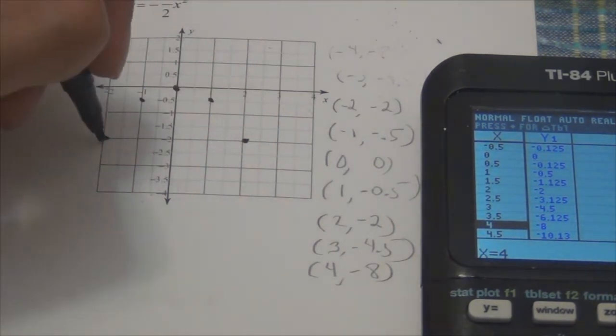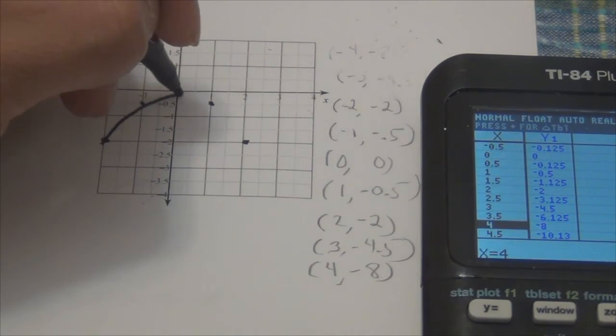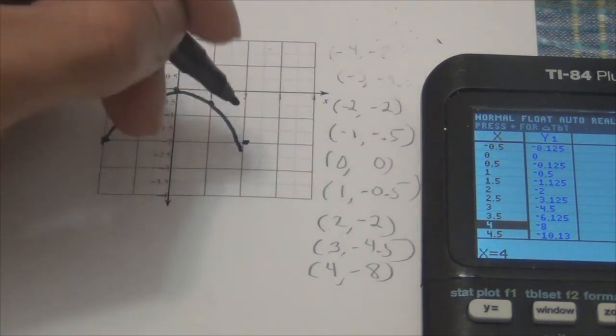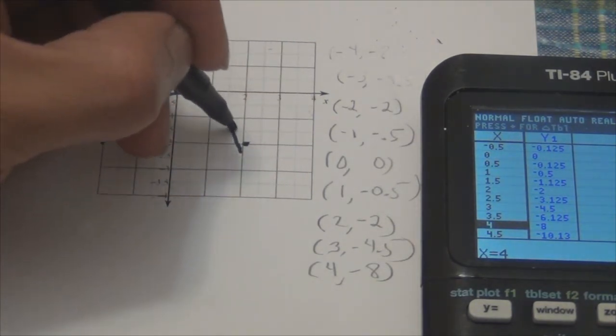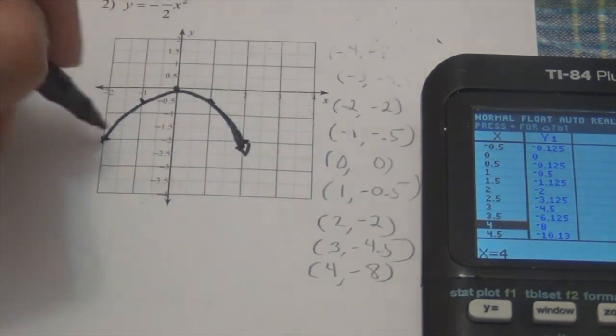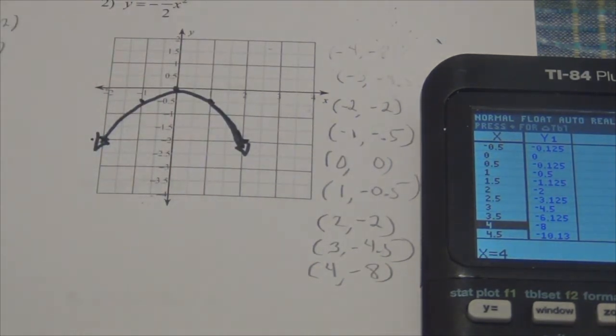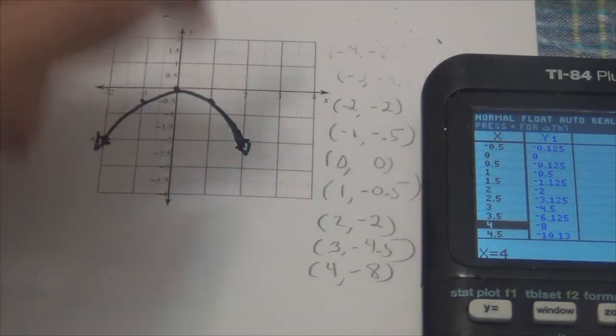But now look at what the graph looks like. Oops, I did miss the point, but I'm gonna make it up to you. Boom. Always remember to put arrowheads at the end, and always remember to label your graph.